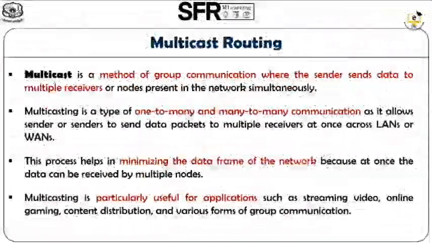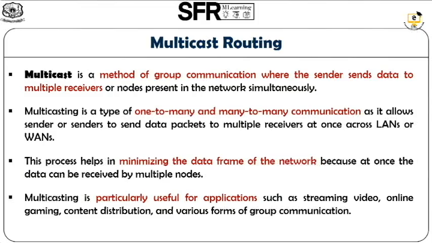So, then multicast routing. It is just the opposite of broadcast routing. In multicast routing, the message will be transferred to a particular group of members. So, it is called one-to-many or many-to-many communication. Here in this process, it helps in minimizing the data traffic of the network, because at least once the data can be received by multiple nodes. It is particularly useful for applications such as streaming video, online gaming, content distribution and various forms of group communication.